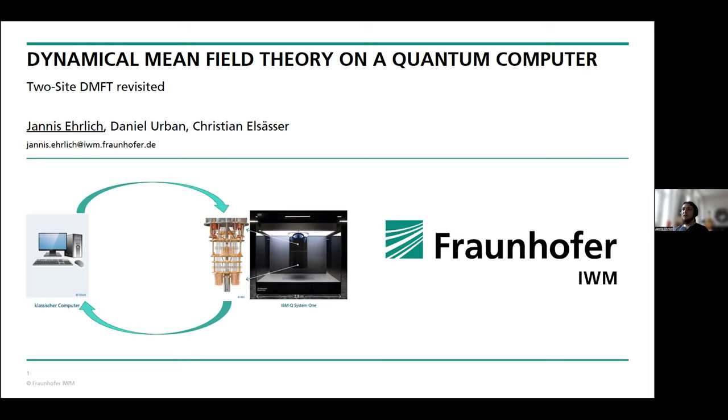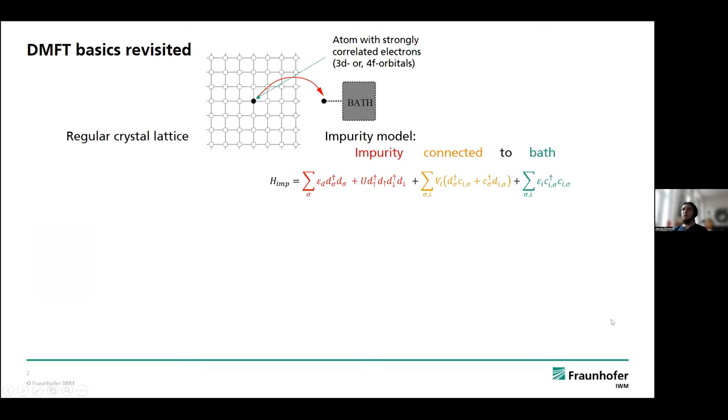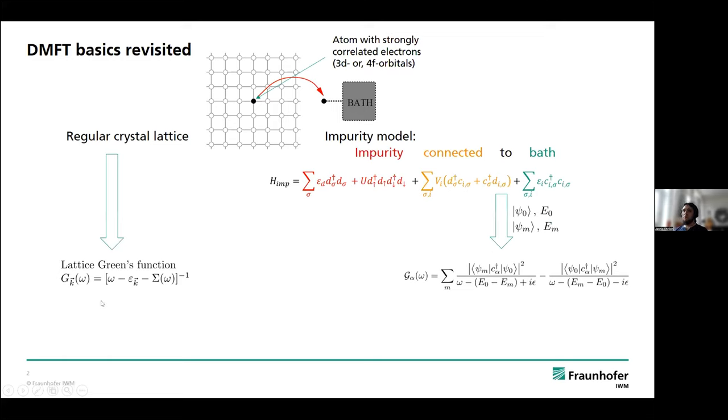Thank you for the nice introduction, and thank you for letting me speak here about dynamical mean field theory on a quantum computer. I am from the Fraunhofer Institute for Mechanics of Materials in Freiburg, and we started to investigate how quantum computers can enhance dynamical mean field theory calculations in the future. Although Antoine has already spent quite some time introducing how dynamical mean field theory calculations work, let me first show again: on the one side we have the regular crystal lattice, and on the other side an impurity model where the impurity is connected to a bath. Due to that, we have on the one hand the lattice Green's function, and on the other hand the impurity Green's function, which is presented here in the Lehmann representation.